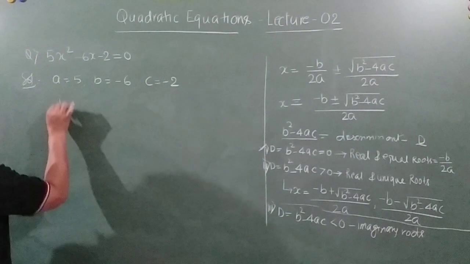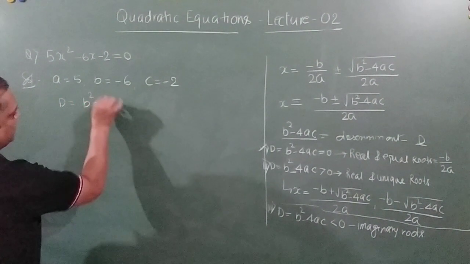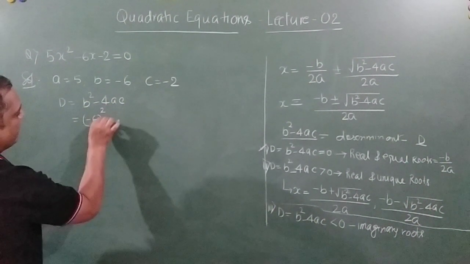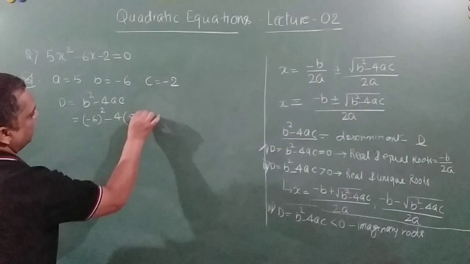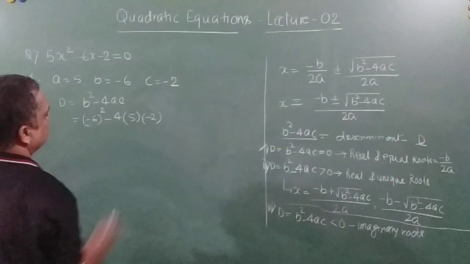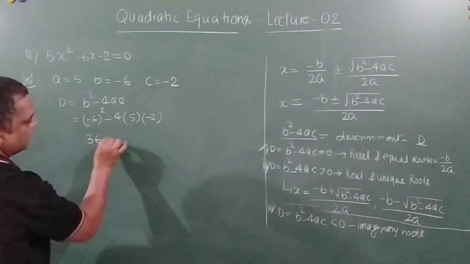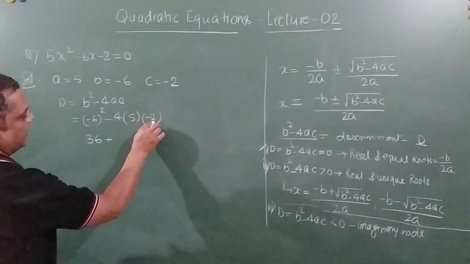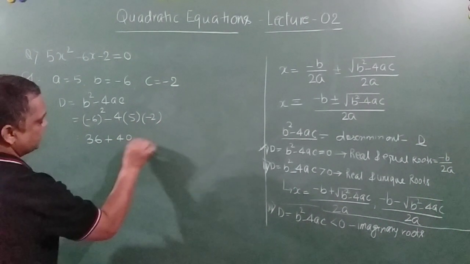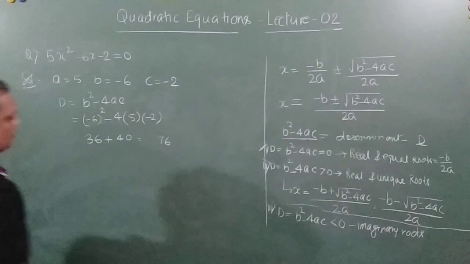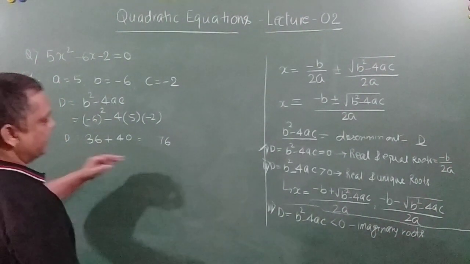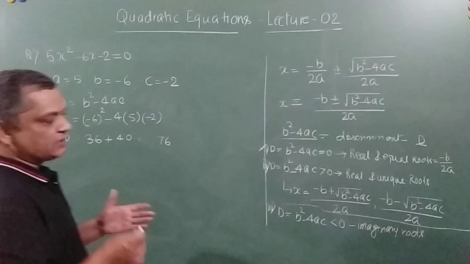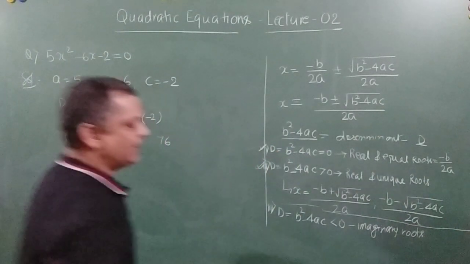So our d is equal to b square minus 4ac, which is equal to minus 6 whole square minus 4 into a into c, right? So this is equal to 36. It becomes plus 4 into 2, that is 8, 5 eights are 40. So this becomes 76. Now d is equal to 76, right friends, which is greater than 0, right? So this will have real but unequal roots, real and unique roots, right?